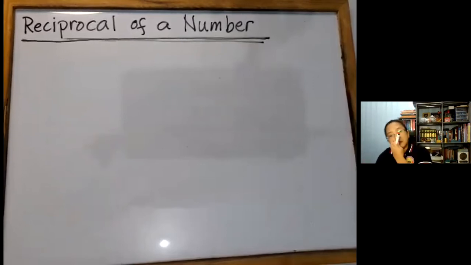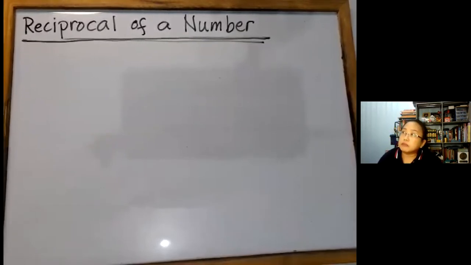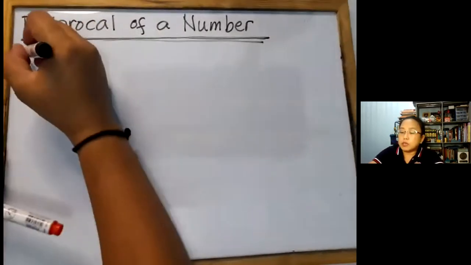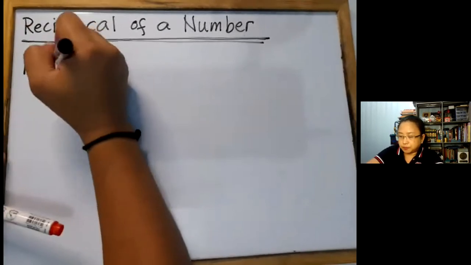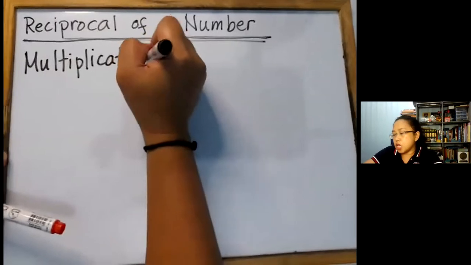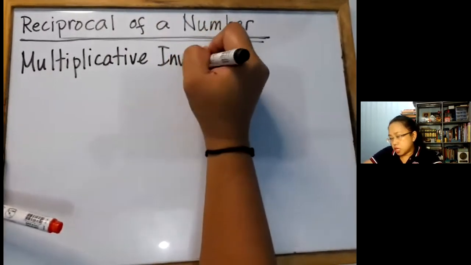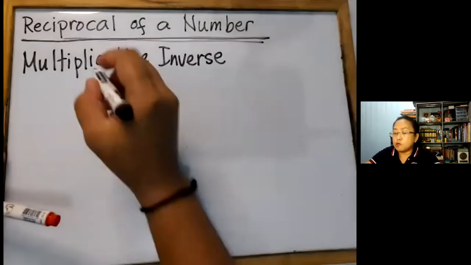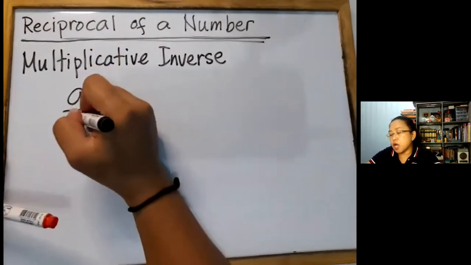Okay, so let's start. First, what do we mean by reciprocal? Ano ba ang ibig sabihin ng reciprocal? Well, sa math, merong mga tinatawag na mga properties. At isa sa mga properties ay yung tinatawag na multiplicative inverse property. Multiplicative inverse property. Okay? It's a property for fraction multiplication that says for every non-zero fraction.